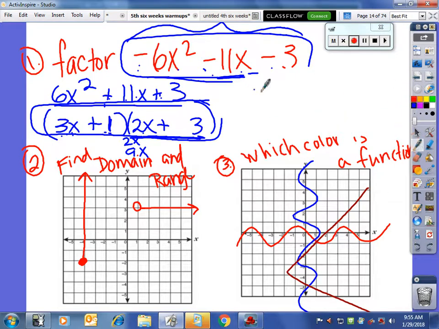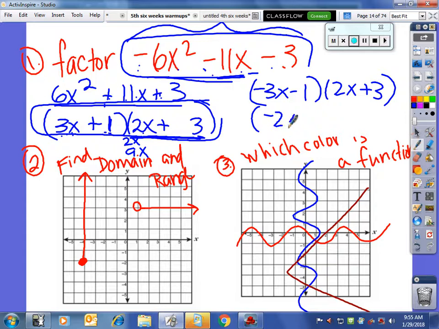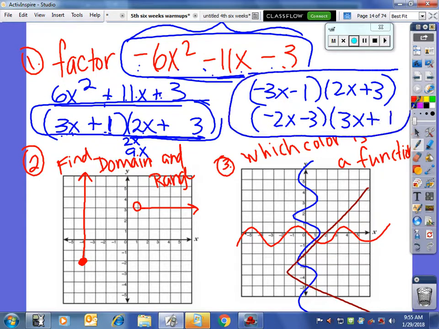It would have either been negative 3x minus 1 times 2x plus 3, or this one could have been negative 2x minus 3 times 3x plus 1. They would have had one of those choices down there. And I can't imagine this being a free response because you really can't bubble that in. So if you're given this, unless I take off the answer choices, which I might do, you could guess and check. To me, guessing and checking when your lead term is negative is just trickier.